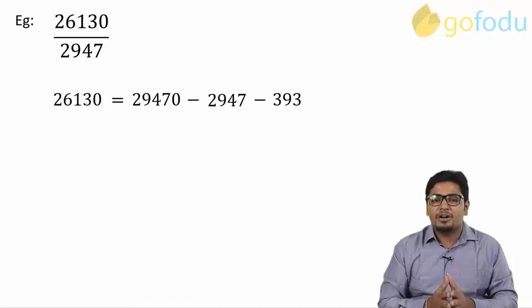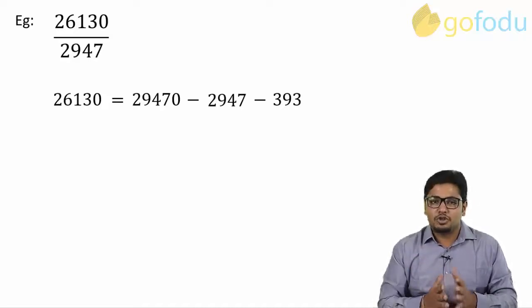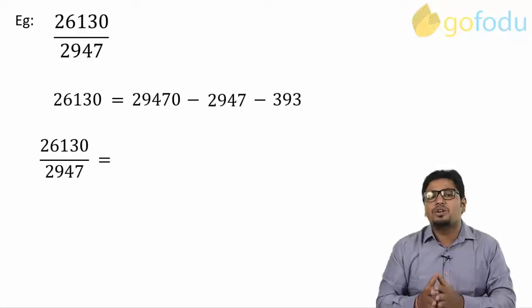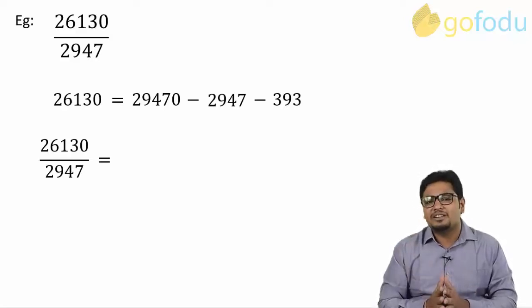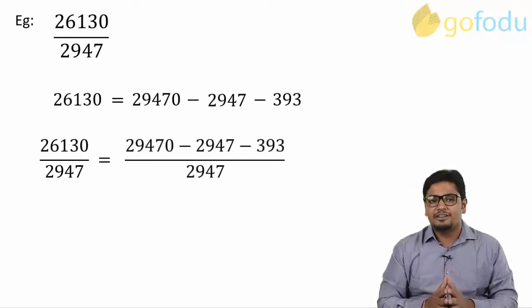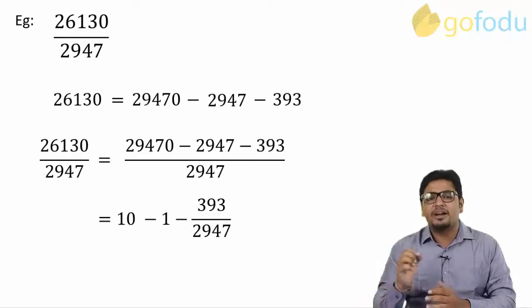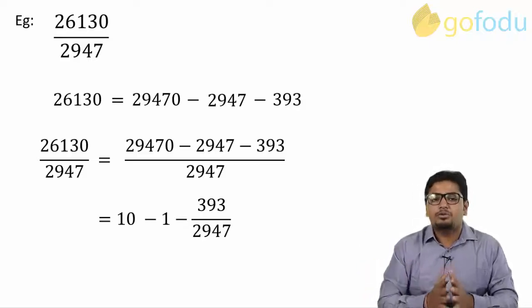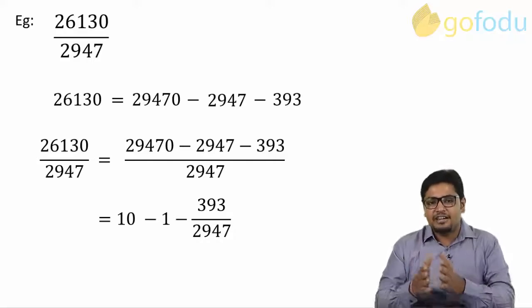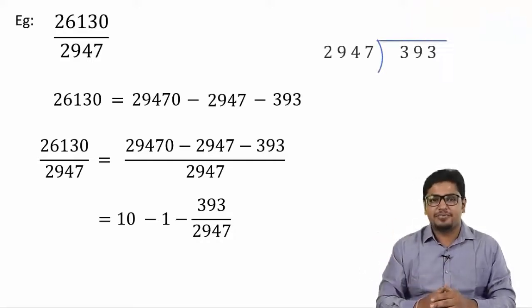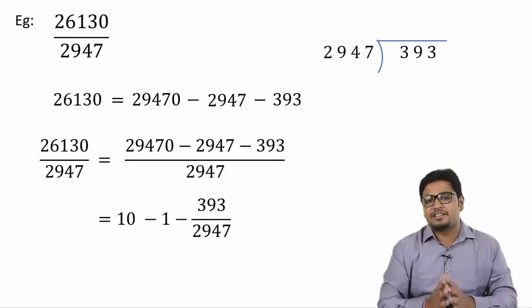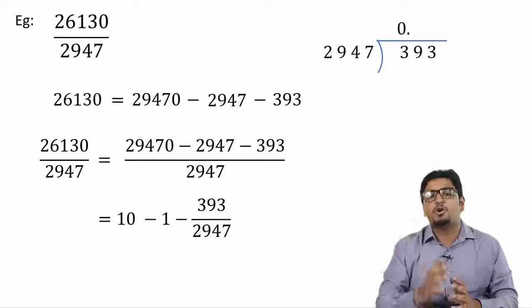Now we divide the number with the denominator. So 26130 divided by 2947. Just write 26130 in terms of denominator. Now this expression in the RHS can be written as 10 minus 1 minus 393 divided by 2947. Now to divide 393 with 2947, we use our traditional method with little modification. So write the dividend and the divisor like this. Dividend is less than divisor. So a decimal comes in the quotient.